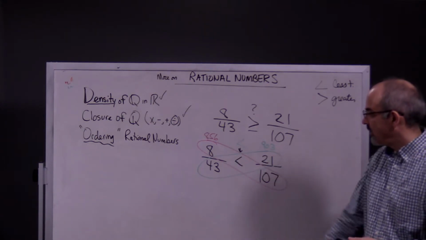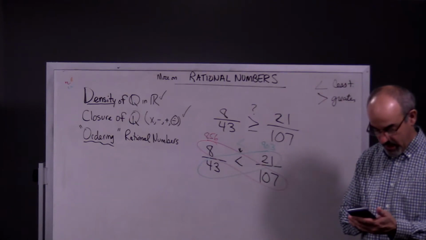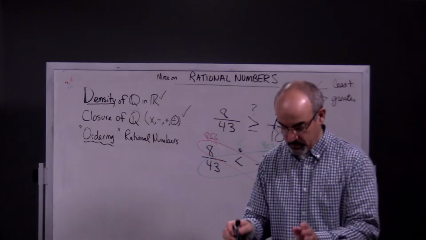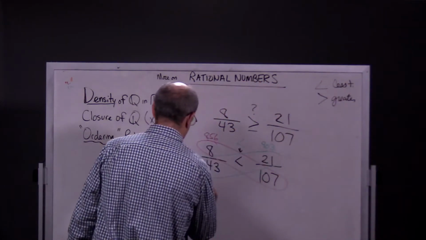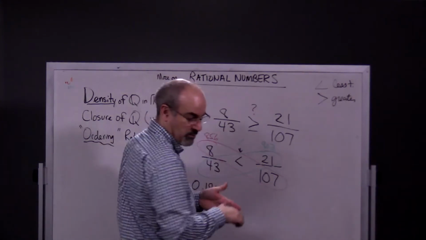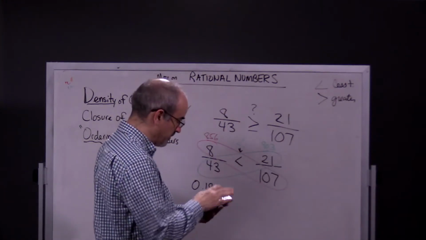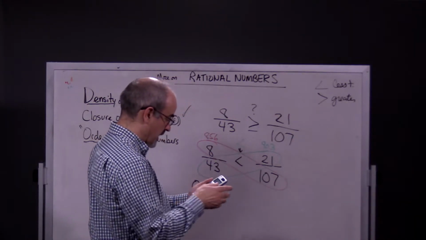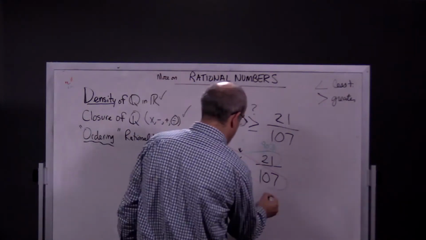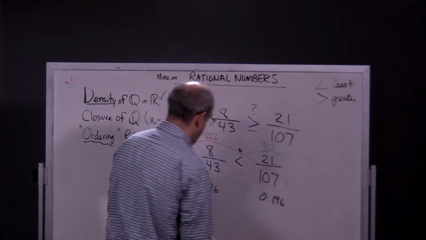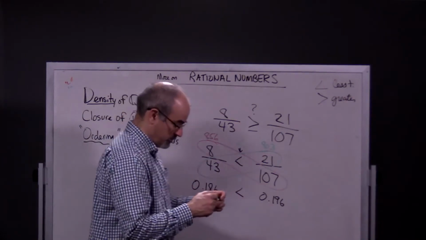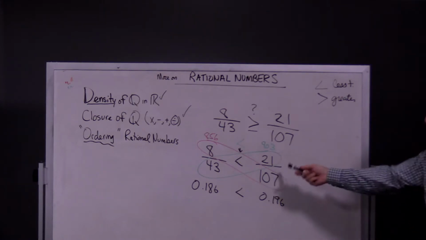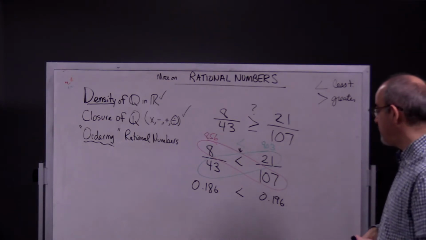You could also convert that to a decimal by just saying 8 divided by 43, 0.186. It goes on more than that, but I don't think I have to write any more than that because I'm going to come over here and look to see what this is. 21 divided by 107. Yeah, it's 0.196. And like I said, I'm just rounding. So you can see that we were correct. 8 over 43 is less than 21 over 107.